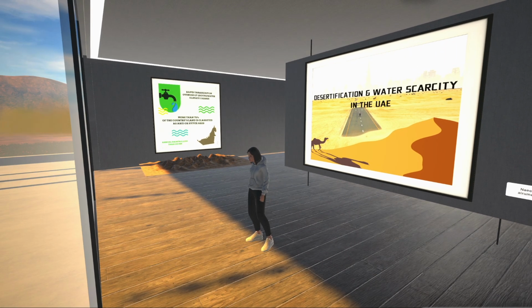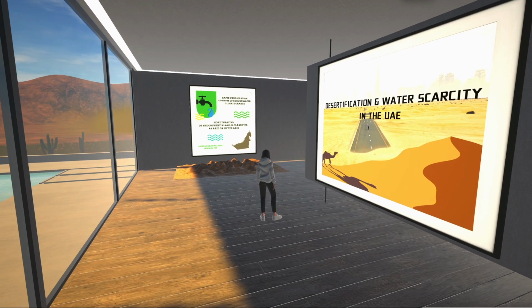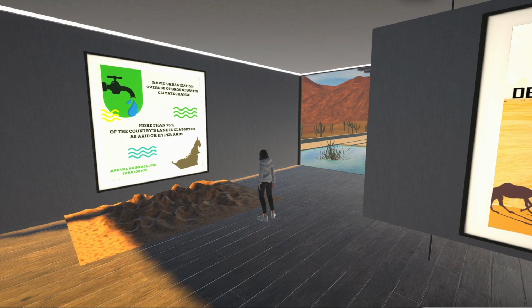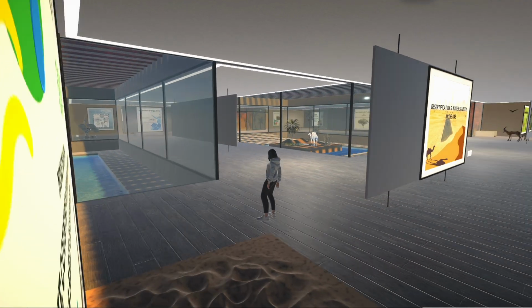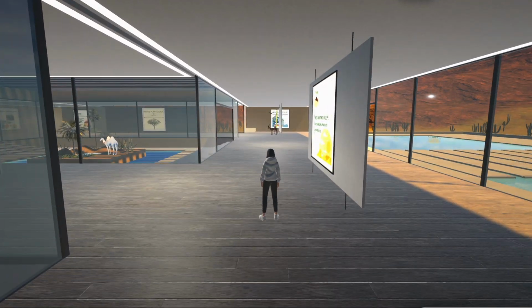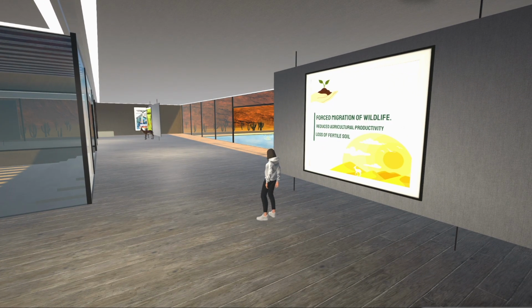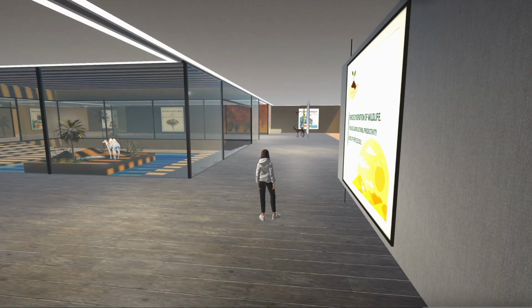Over 75% of the UAE's land is arid or hyper-arid, receiving less than 100 millimeters of rainfall each year. Meanwhile, per capita water use exceeds 500 liters per day, among the highest globally. This imbalance threatens fertility, biodiversity, and food security.